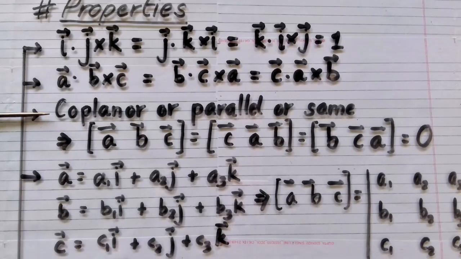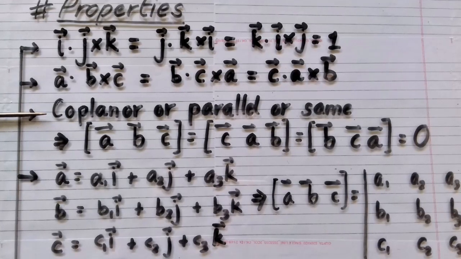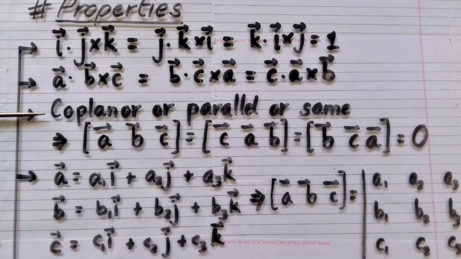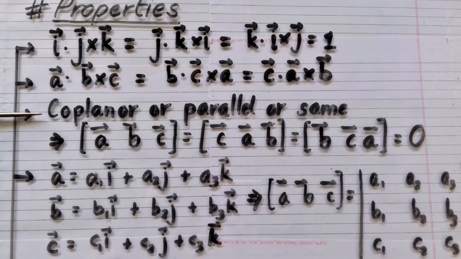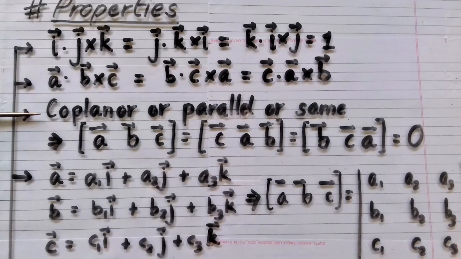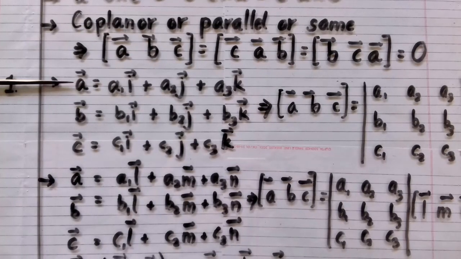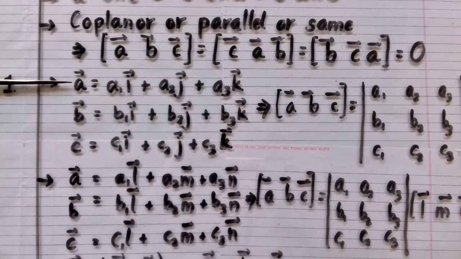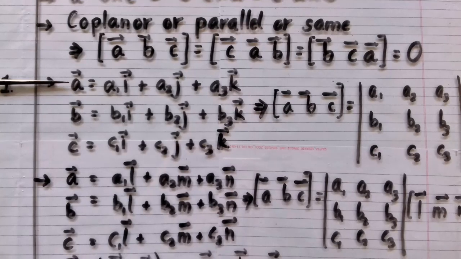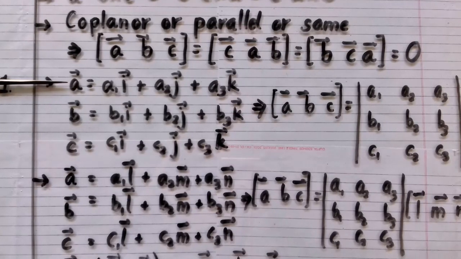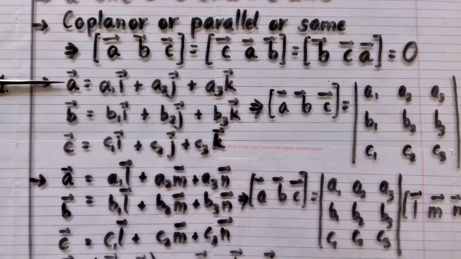In property number 3, I have combined many other properties. In this property, the scalar triple product of the vectors is equal to 0 if any two of the given vectors are either parallel or coplanar or same. In property 4, a vector, b vector and c vector are expressed in terms of i vector, j vector and k vector, which are three mutually perpendicular unit vectors. And in this case, the scalar triple product can be expressed in the form of determinants.